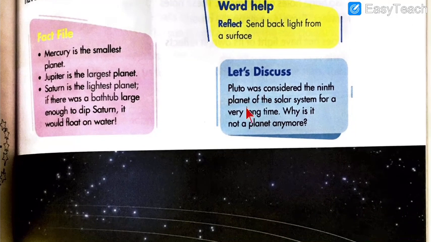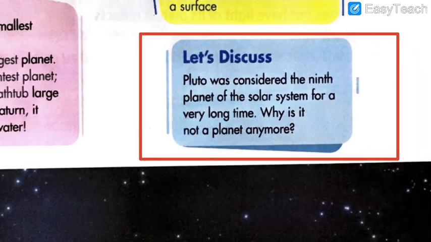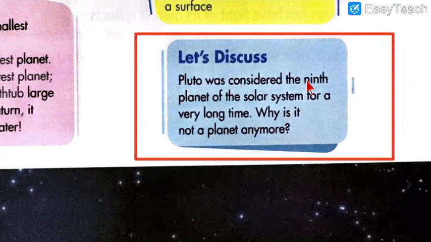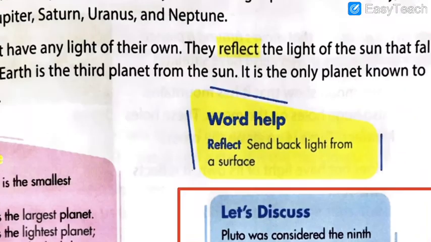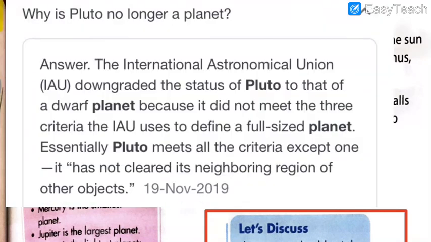So one more very interesting point is there for the discussion. Let us zoom in and see. Pluto was considered the 9th planet of the solar system for a very long time. Why is it not a planet anymore? Do you know the reason? Like I said when I was discussing the names of the planets, I said that the last was Pluto, which is no more considered as a planet. You know why? So students, this is the reason.